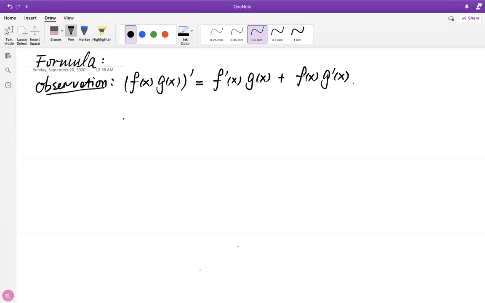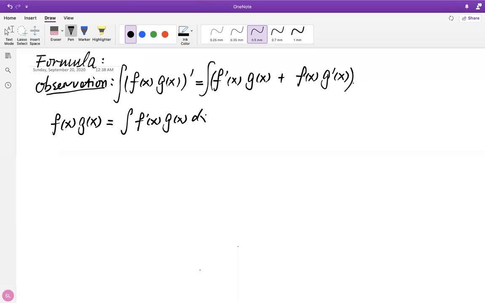Now that we are familiar with the language of integration, we can try to integrate both sides. Then what we're going to get is fg, which is the antiderivative of (fg)', is equal to the integral of f prime g plus the integral of fg prime. Both integrals are with respect to the variable x.